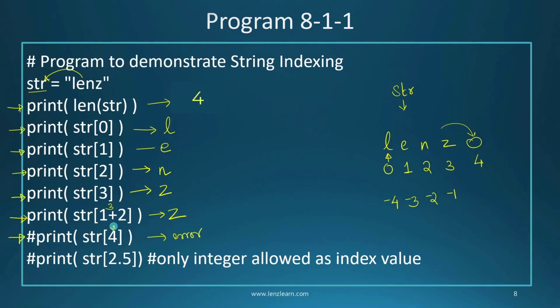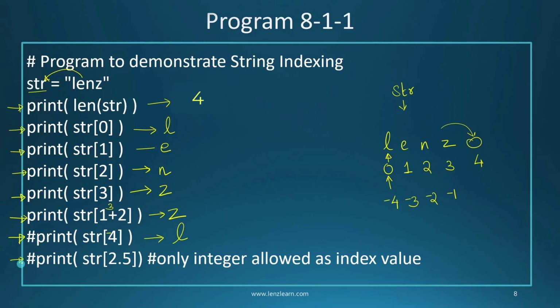But sometimes in the question, they can change this 4 to minus 4. Now in this case you can see minus 4 actually points to L. So in that case this is not an error. You will get the output as L. Okay, so be careful about that.